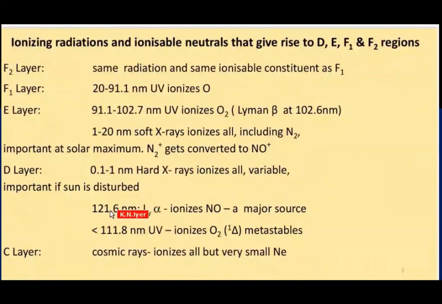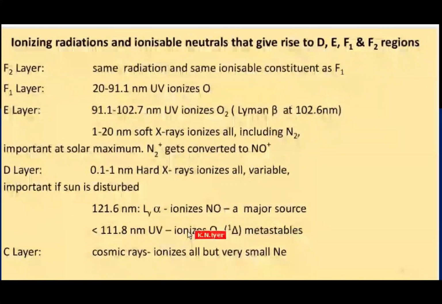Another source for the D layer is 121.6 nanometer, which is one of the strong line emissions called Lyman alpha, which ionizes nitric oxide in the D layer. So that's a major source of ionization. There's also another radiation, 111.8 nanometer, which ionizes a particular metastable state called 1 delta of the molecular oxygen.